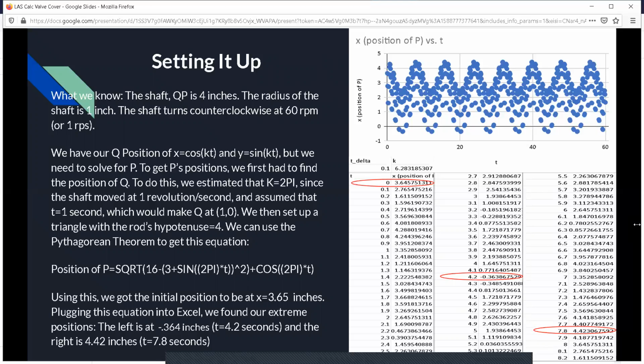Plugging this equation into Excel, we found our extreme positions. The left is at negative 0.364 inches, or t equals 4.2 seconds, and the right is 4.42 inches, or t equals 7.8 seconds.